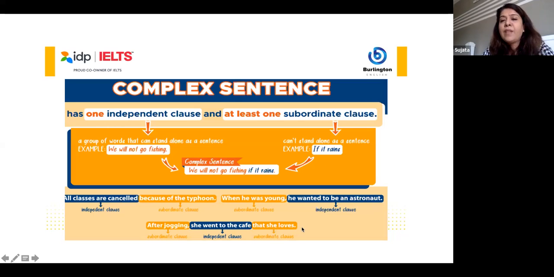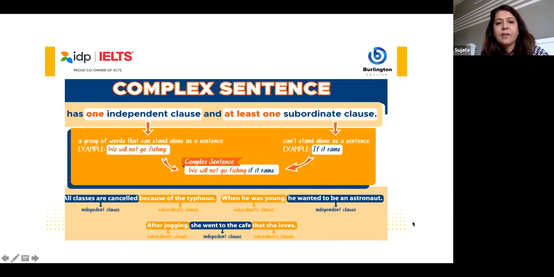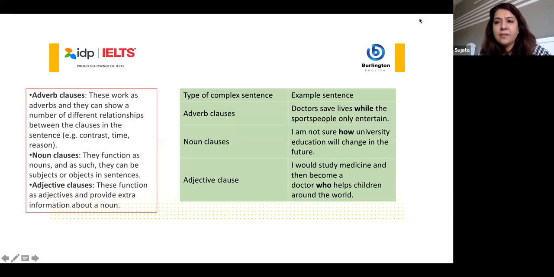After jogging, that she loves. None of the subordinate clauses can stand alone. They need the independent clause to make complete sense. Okay. Now, let's look at certain structures and make it applicable to your IELTS writing. This is what is going to make it to your IELTS writing or speaking.